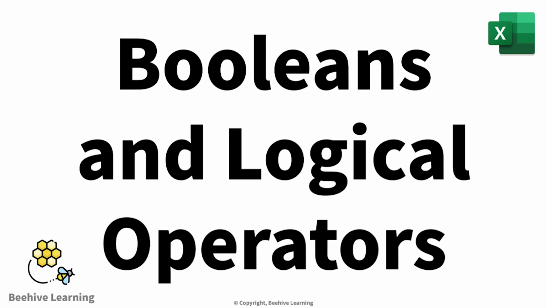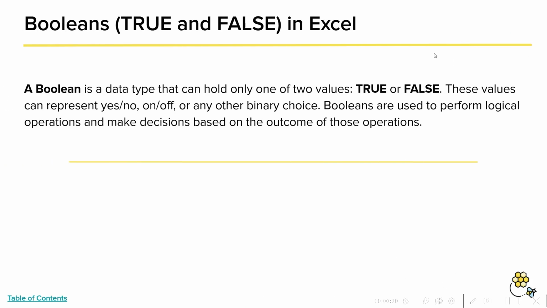Let's go over Boolean expressions and logical operators in Excel. A Boolean is a data type that can only hold one of two values, either true or false. These can represent a yes, no, on, off, or any other binary choice.